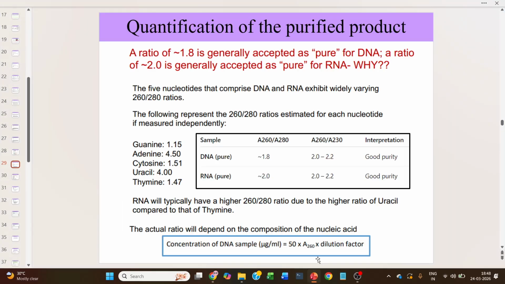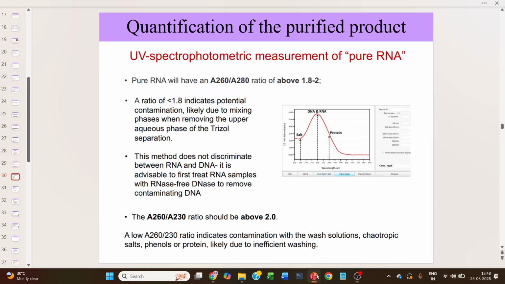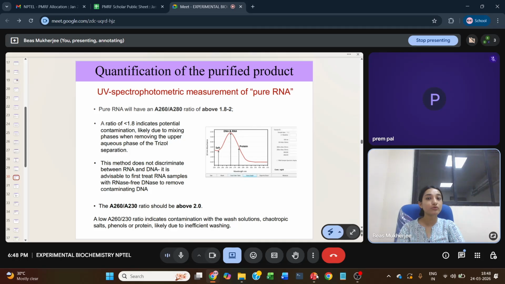There will be questions on this also, so it's good if you remember. Now we have UV spectrophotometric measurement of pure RNA.